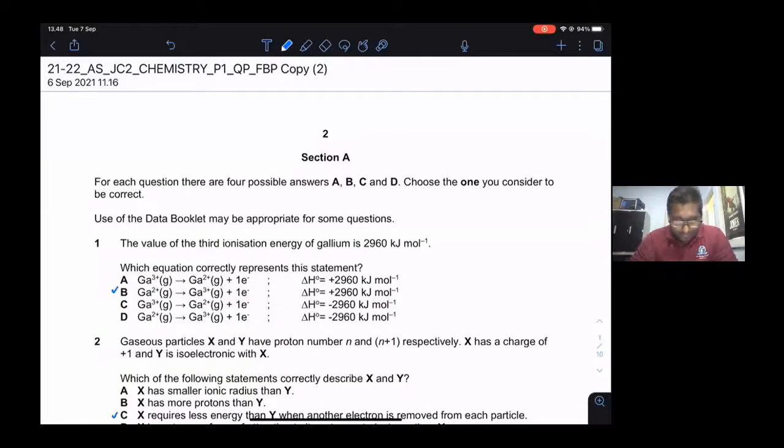Okay, guys, we will discuss some questions over here. So let's get into it. So now, number one, the value of third ionization energy is given. So how do I represent this?